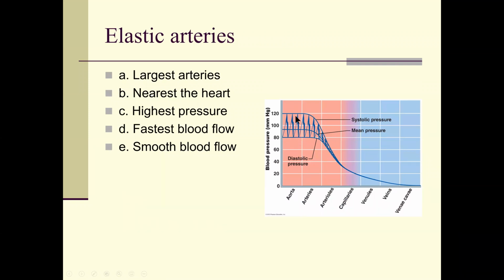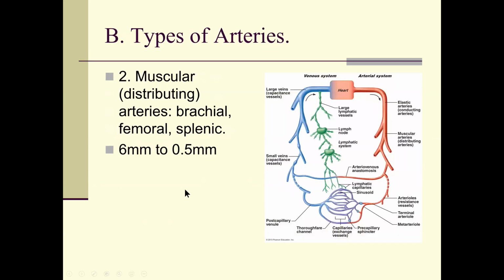They still have a systolic and diastolic pressure, because systolic is when the ventricle contracts and that pressure pulse wave comes out, then the ventricle relaxes. They have the fastest blood flow and smooth blood flow because they are large blood vessels. There's nothing to impede the blood. There's not a whole lot of branching there, and they're large blood vessels, so they have a very smooth blood flow.